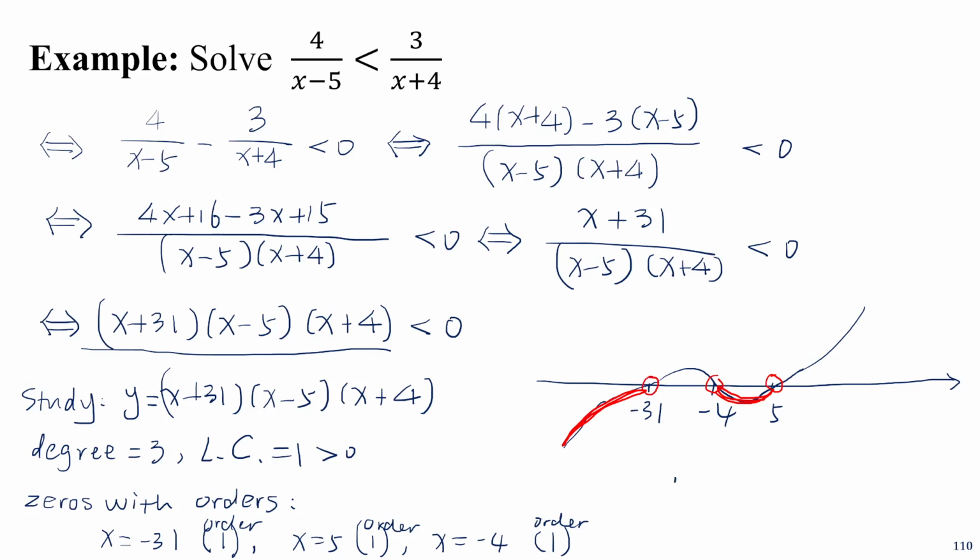Okay, therefore you can make the conclusion. The solution is x is either less than negative 31 or x is between negative 4 and positive 5, right? This is your solution to the original inequality. See that?